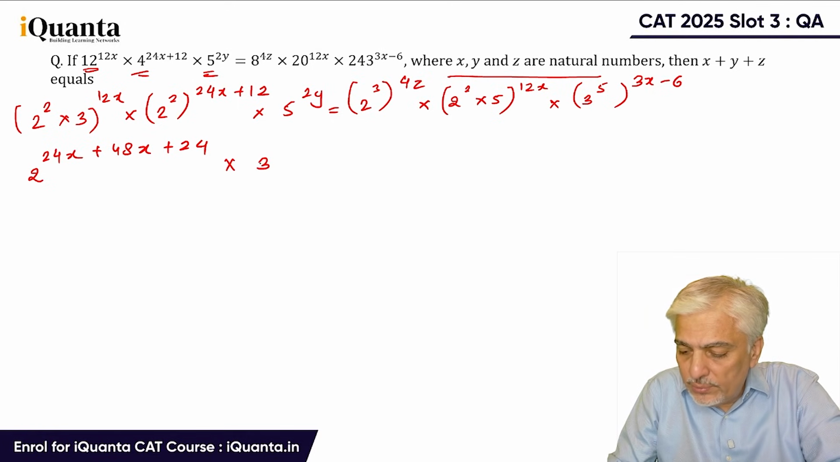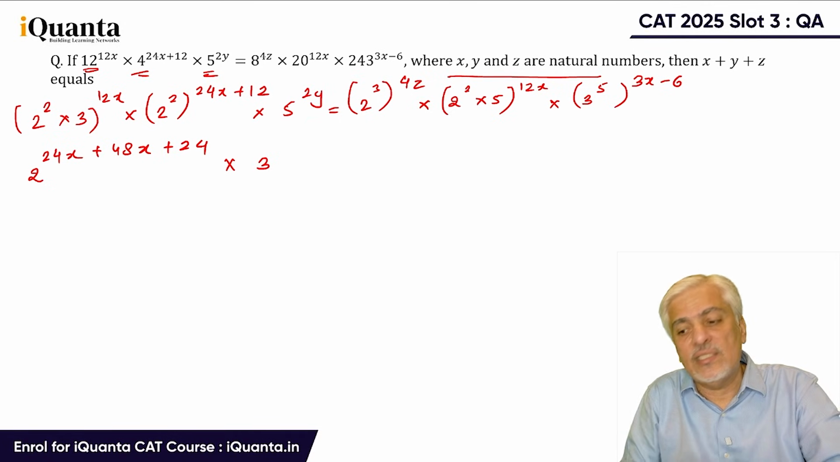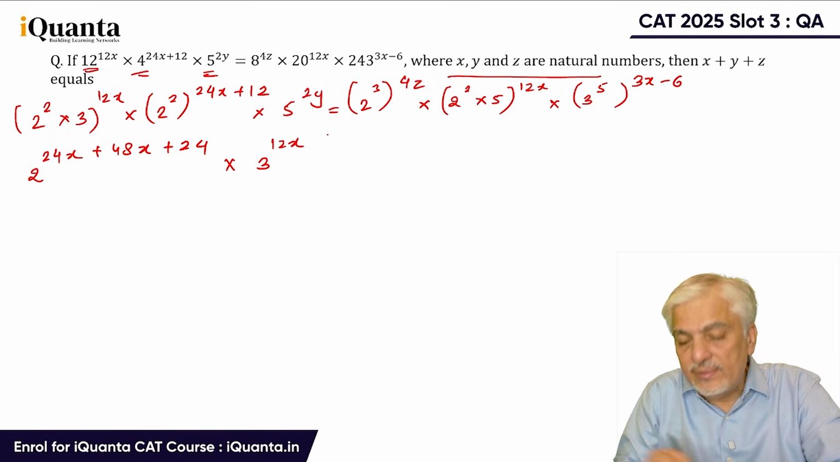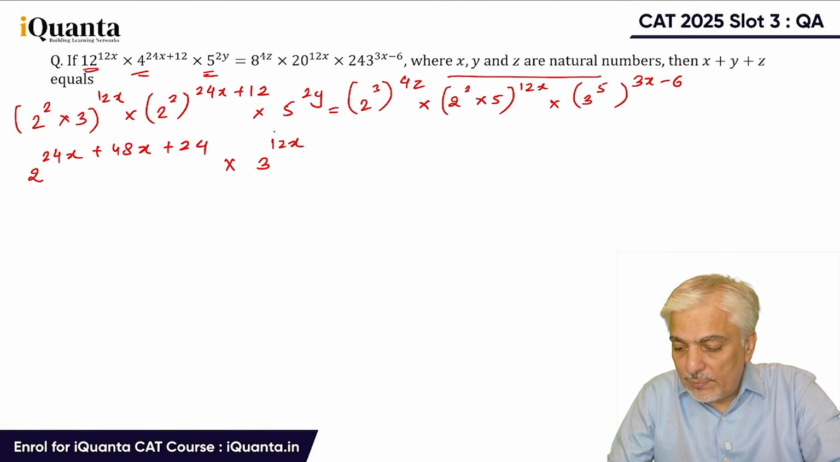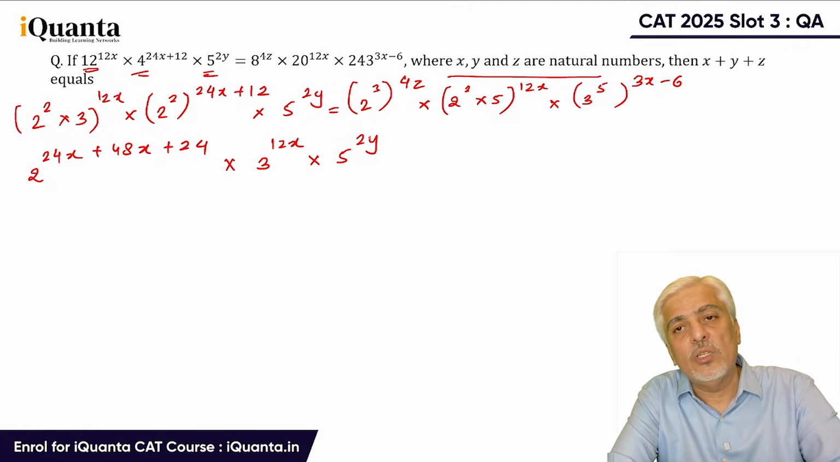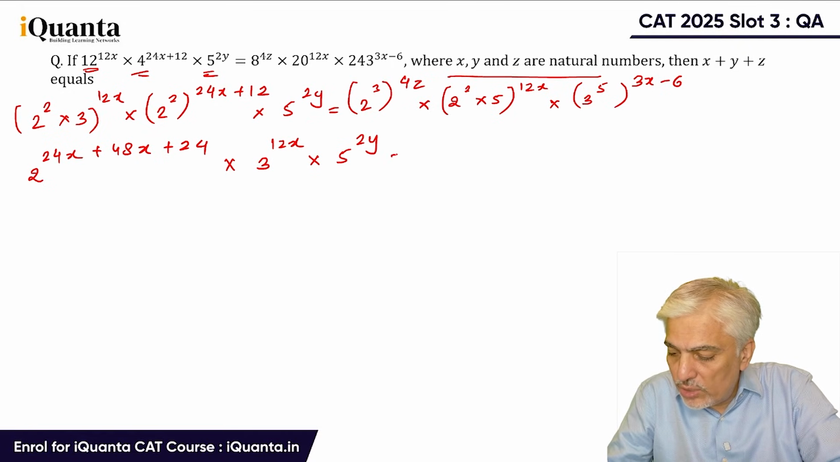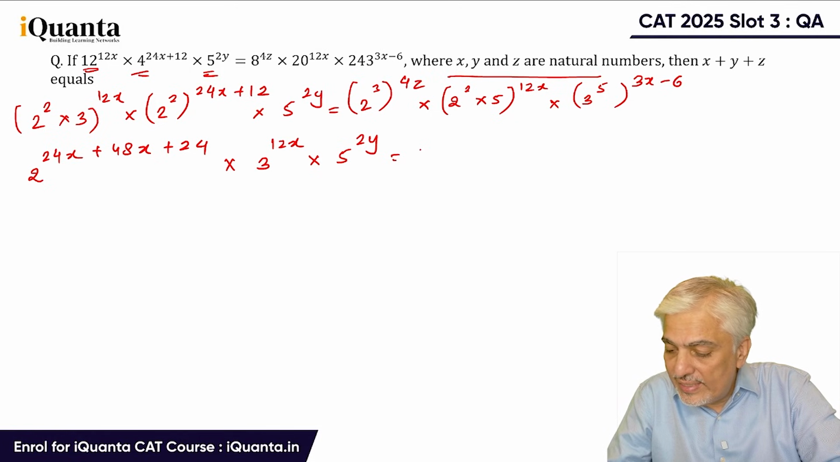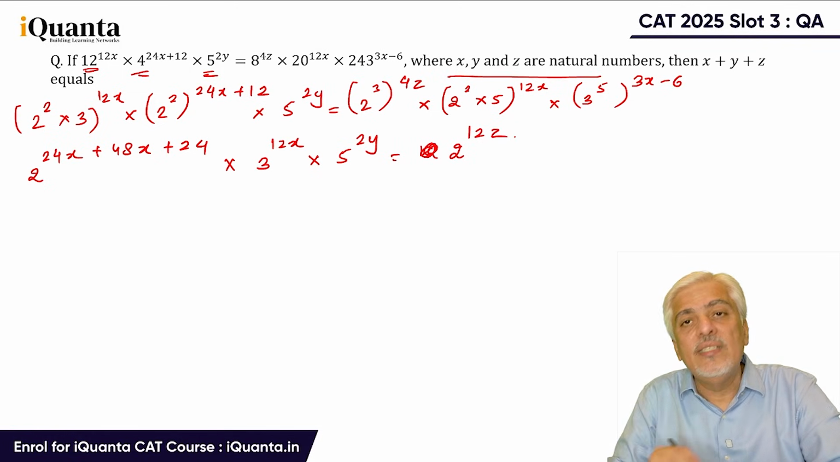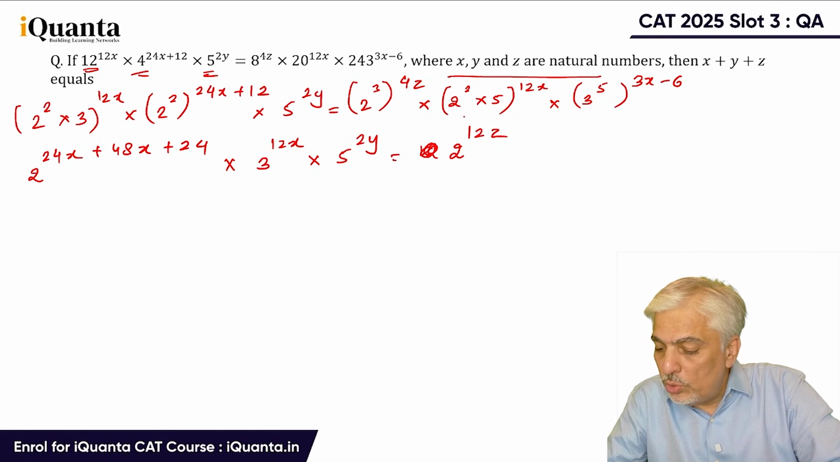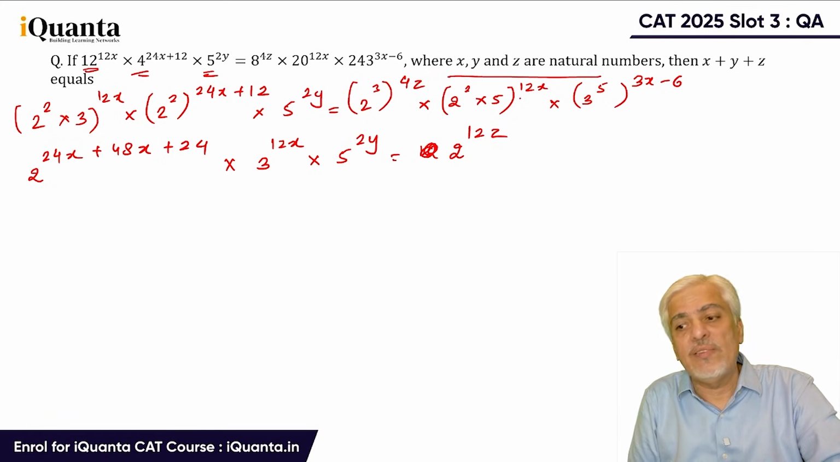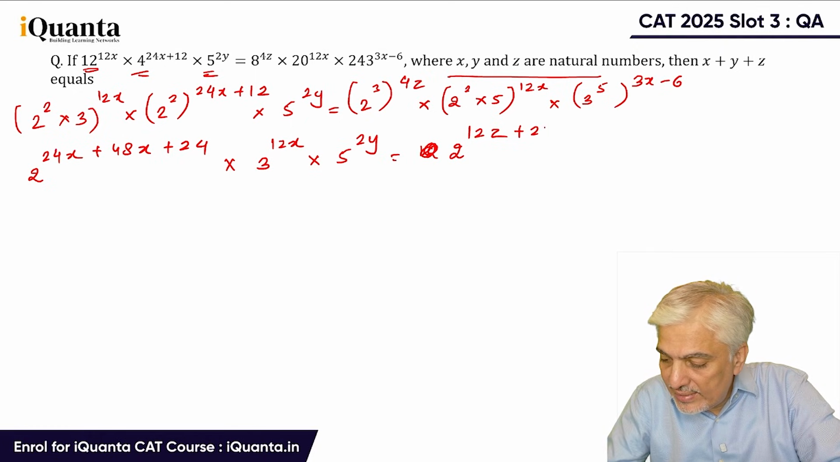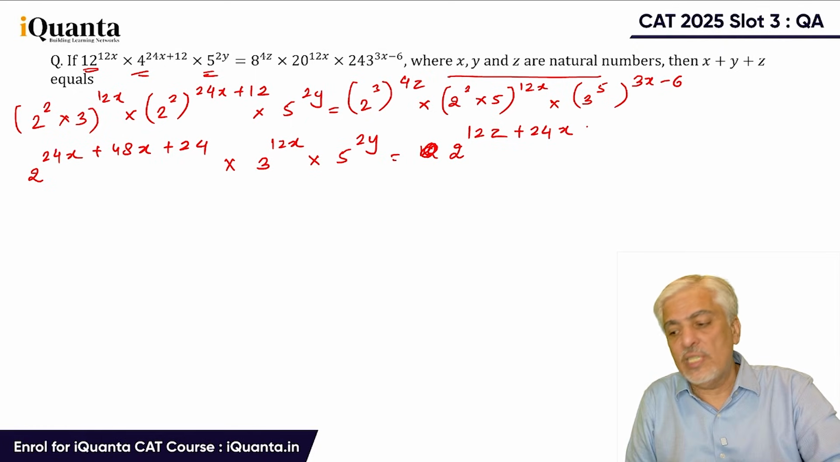So, take the 3 now. 3, I have only 1, that is 3 raised to 12x. Multiplied by 5, also there's only 1, which is 5 raised to 2y. So we've got these 3 things on the left hand side. Let's do the right hand side also. Again, 2, I have 2 raised to 12z, plus what? Now we have one more 2, which is 2 square raised to 12x. So that will become 24x. So that is all the 2s I have got.